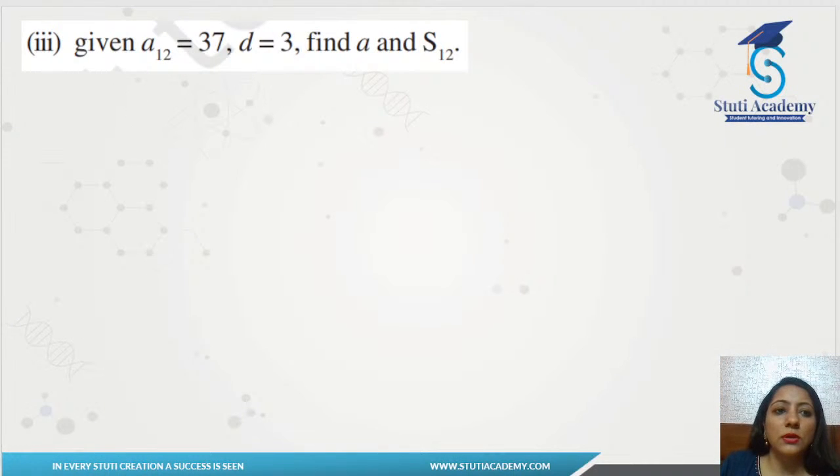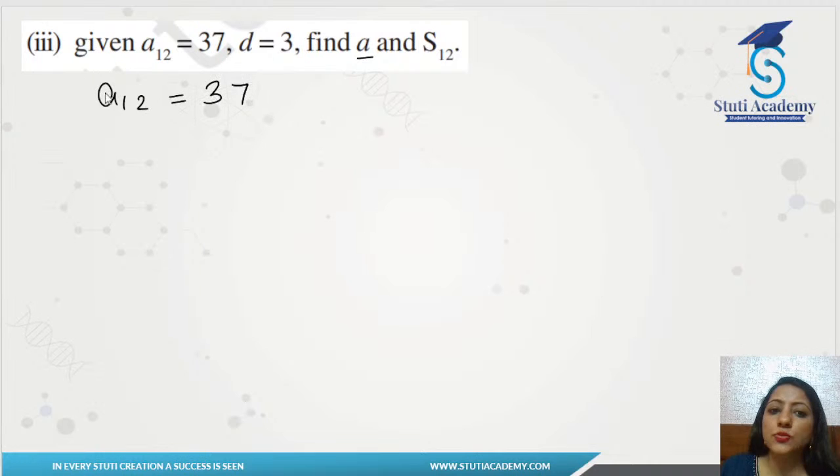So as I just told you that A12 is 37. Please read the question that's showing here on the screen. A12 is 37. And these three, we have to solve for A and S12. So before we do anything else, we are going to solve for A. That's quite simple here. A12 we already know is 37.